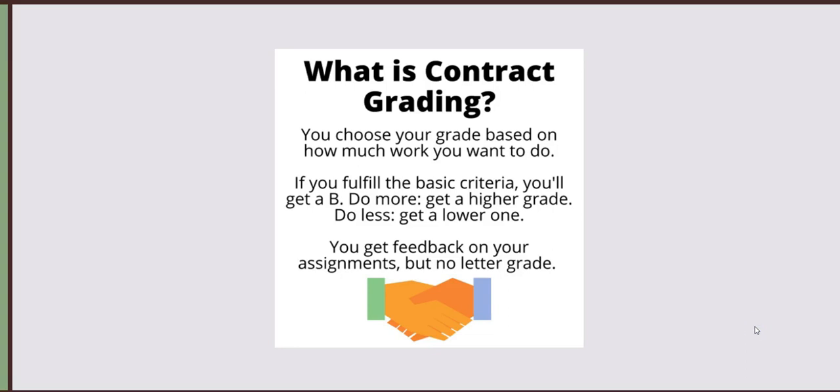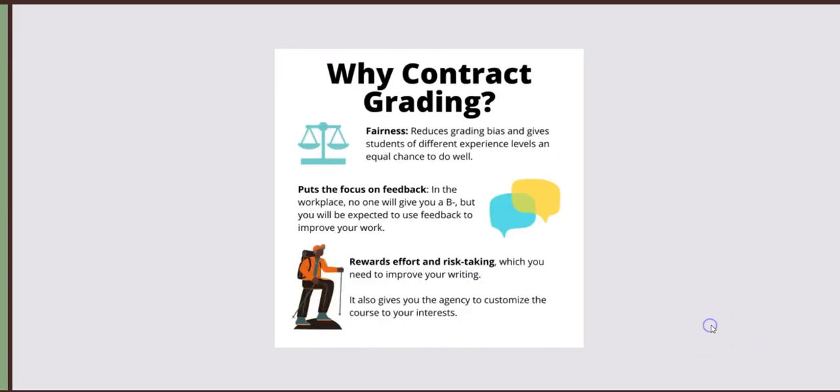So what is contract grading? Basically, you get to choose your grade based on how much work you want to do in this class. If you fulfill the basic criteria, you're going to get a B, right? Everyone's kind of starting at a B, and there's ways to move up. And if you don't do the work, you move down. And the idea is that you're not going to get grades on your assignments in this class. You're going to get feedback because really, as we're going to talk about here, the whole goal of this class isn't to get as many points or to get the perfect grade on everything. The point of this class is to engage and think about and reflect and maybe learn a thing or two, right?